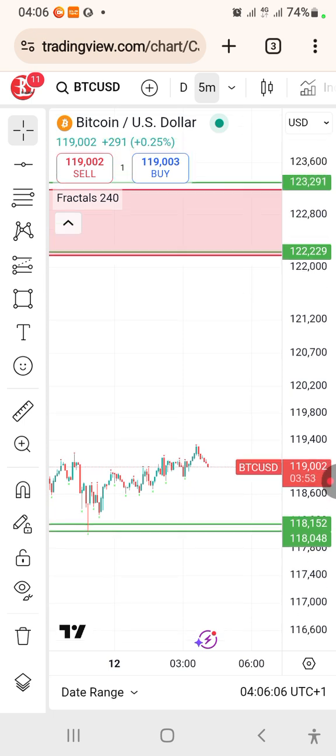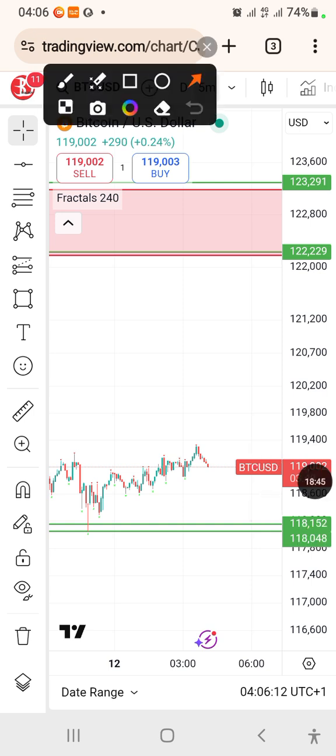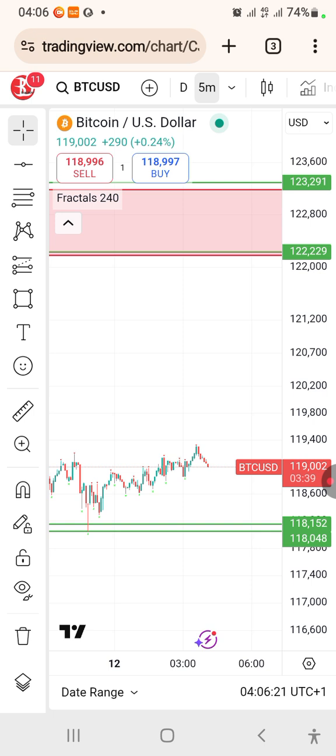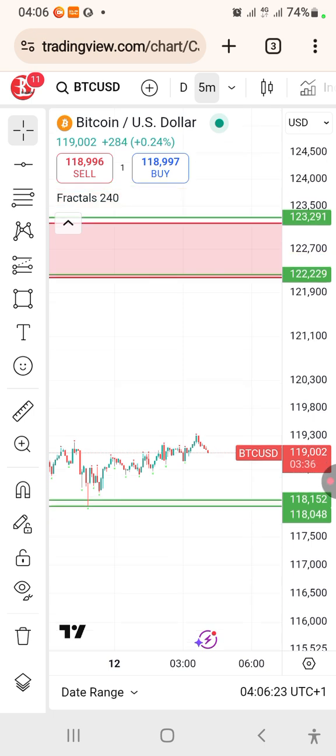Now the pair we've looked at, the instrument we've looked at, is no other than BTC USD, crypto versus US dollar. So that's the instrument we've looked at.